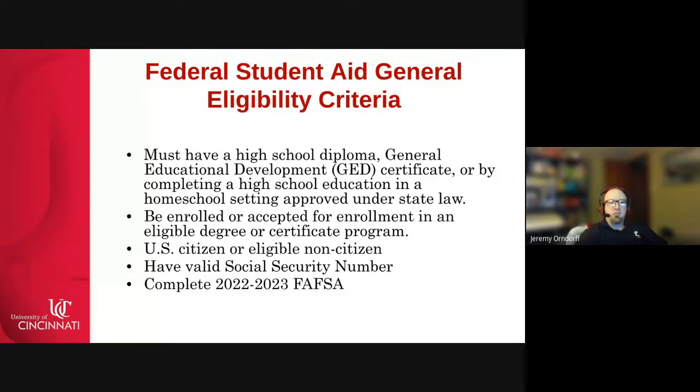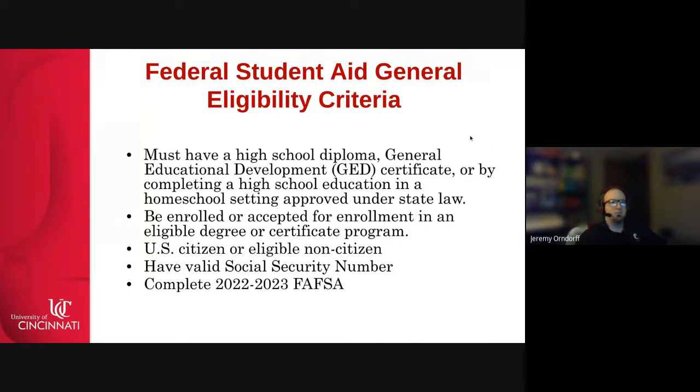So, general federal student aid eligibility criteria. This is what you have to meet to be eligible to complete a FAFSA and receive financial aid. You have to have a high school diploma, or a GED or certificate, or have completed high school education in a homeschool setting that meets the requirements of the state you live in. That can be different state by state, but if you meet the state requirements to be considered to have a high school diploma through homeschool education, that works the same way as a GED or a high school diploma. You do need to have one of those to be able to do a FAFSA. You need to be enrolled and accepted in an eligible degree-seeking program or certificate program.